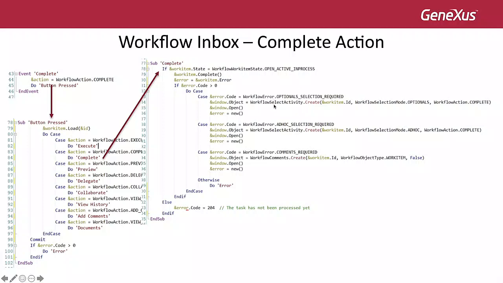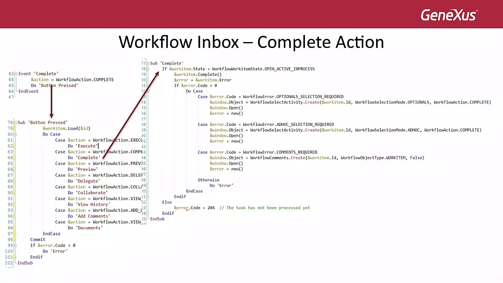If there's an error, for example, because an optional path has to be selected by the user, a panel workflow select activity will be prompted to select which path has to be taken. In case the error is because it's an ad hoc process and the next activity to execute also has to be selected, the same web panel, the workflow select activity, will be prompted in order for the user to select which activity will continue.